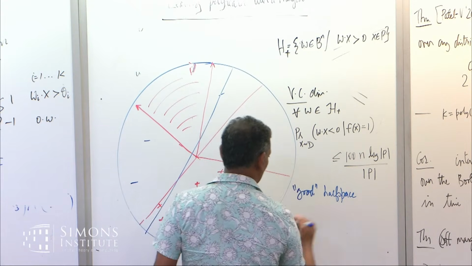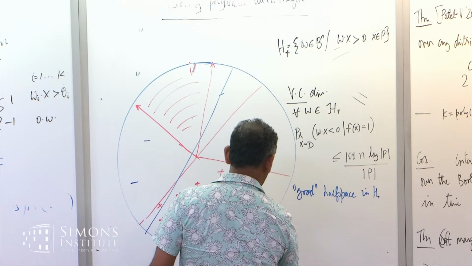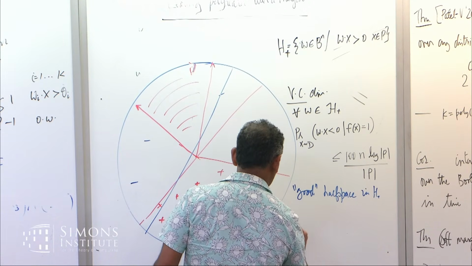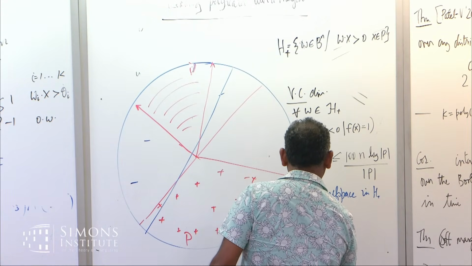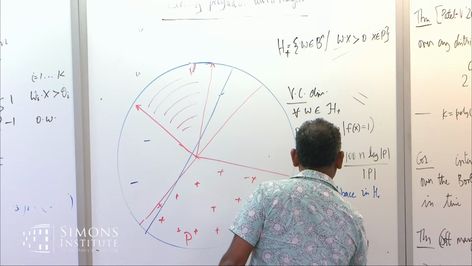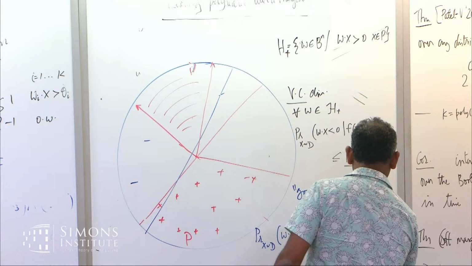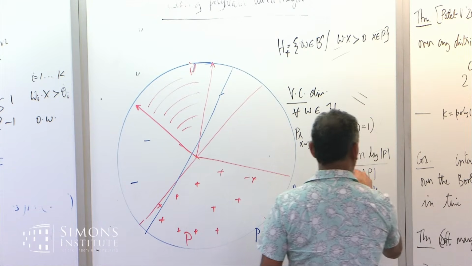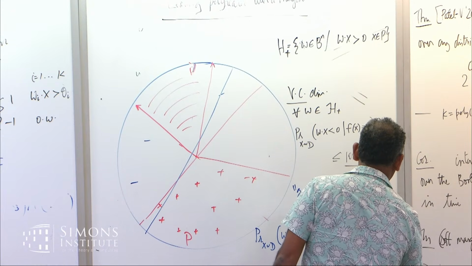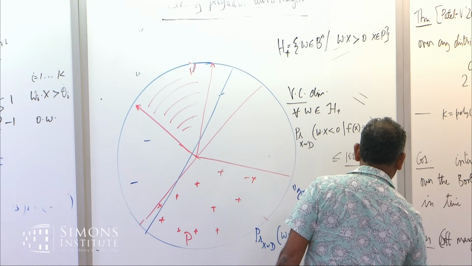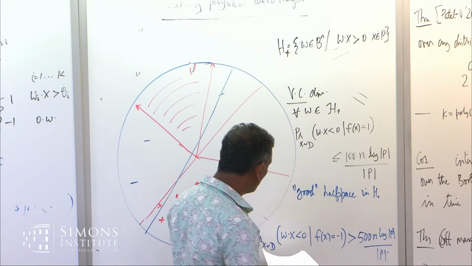A good half space satisfies the following property in H plus, and that is that the probability over x in D that w dot x is less than 0, given that the label is actually negative, okay, is large. Is at least, let's say, here it would be only 500, so I want it to be like 500 n log p over p. Only thing to notice is that this is 5 times higher. It's higher. So now if I could find such a w, I'm done.